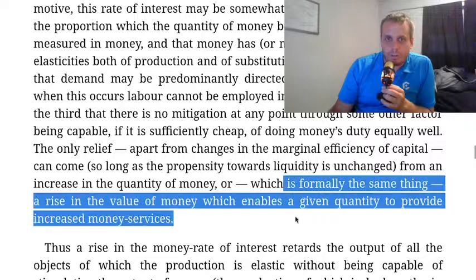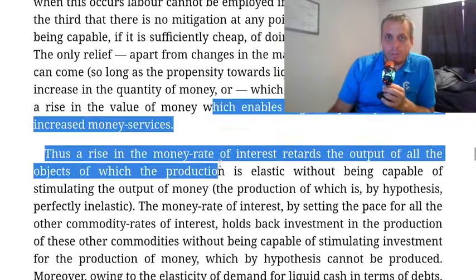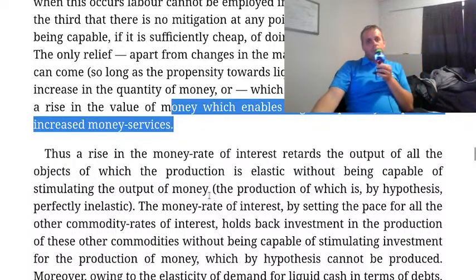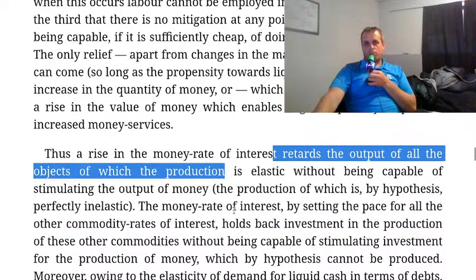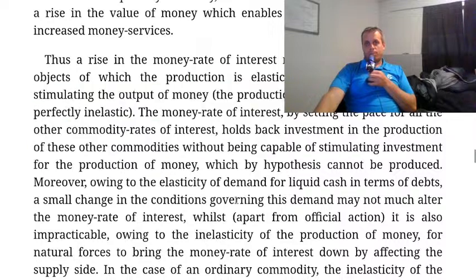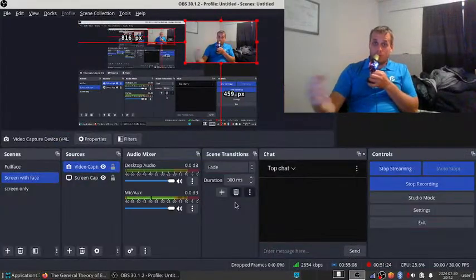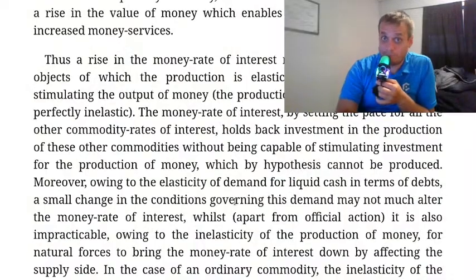From an increase in the quantity of money, which is formally the same thing, arises the value of money, which enables a given quantity to provide increased money services. Thus, the rise in the money rate of interest retards the output of all objects of which the production is elastic, without being capable of stimulating the output of money. So that's just a depression. When you have depression, everything gets produced less, but money doesn't get produced more.